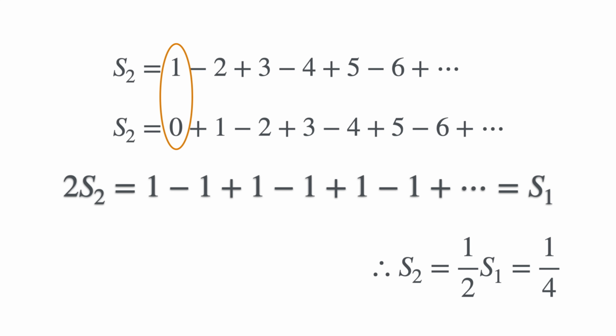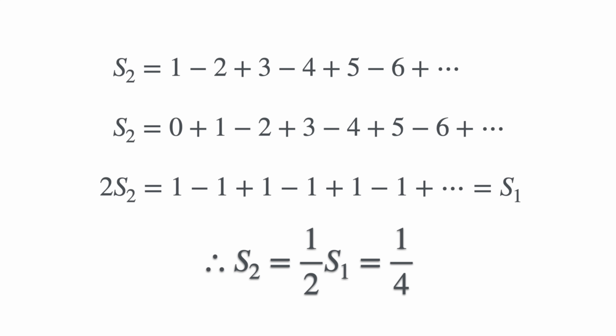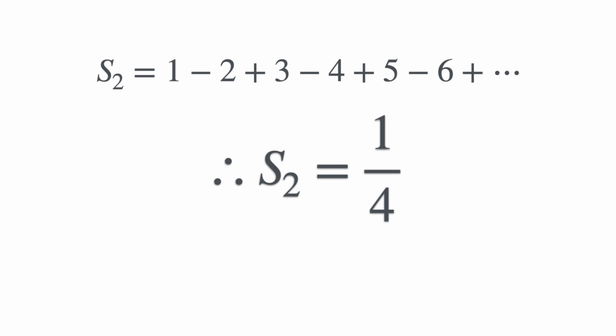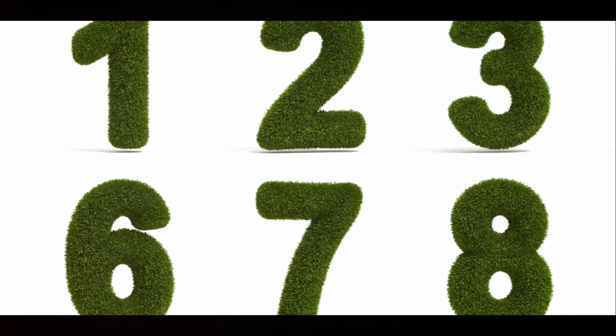1 and 0 are added. Negative 2 and 1 are added. 3 and negative 2 are added. If we keep repeating this, we'll see that 1 minus 1 plus 1 minus 1 repeats to infinity. That's right, it's going to be the same value as S1. 2 times S2 is S1, so of course the value of S2 is going to be 1/4, which is half of S1.